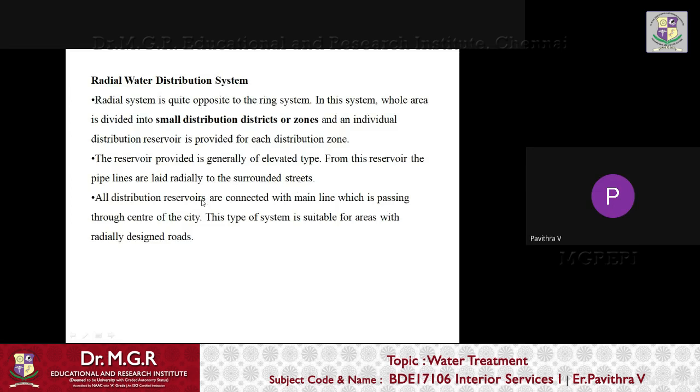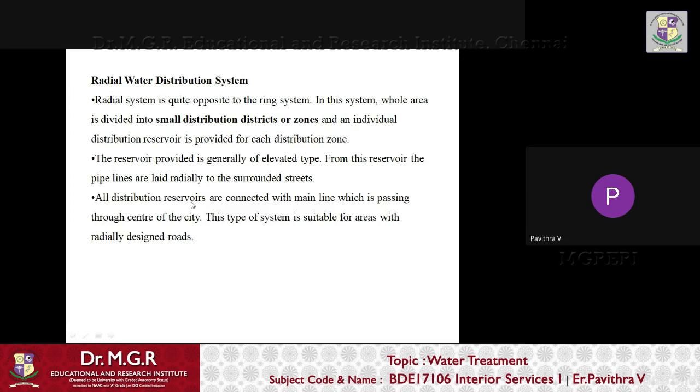As you see in village sites and all, a separate water tank will be provided, an elevated water tank at a maximum height, and from that the supply of water will be given to each and every street that has been provided in the village.